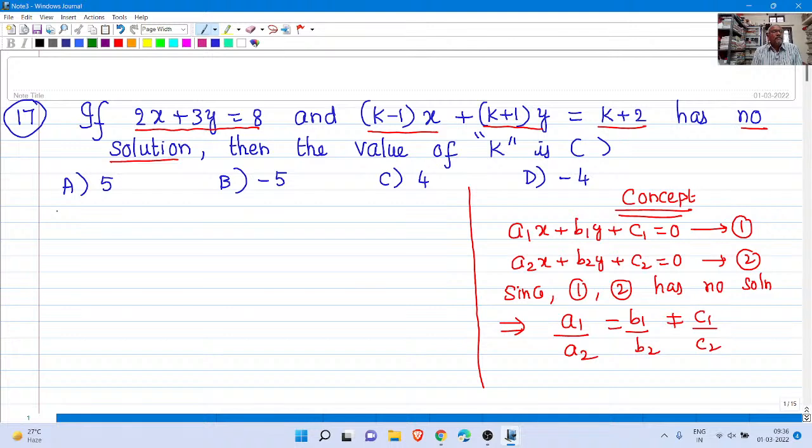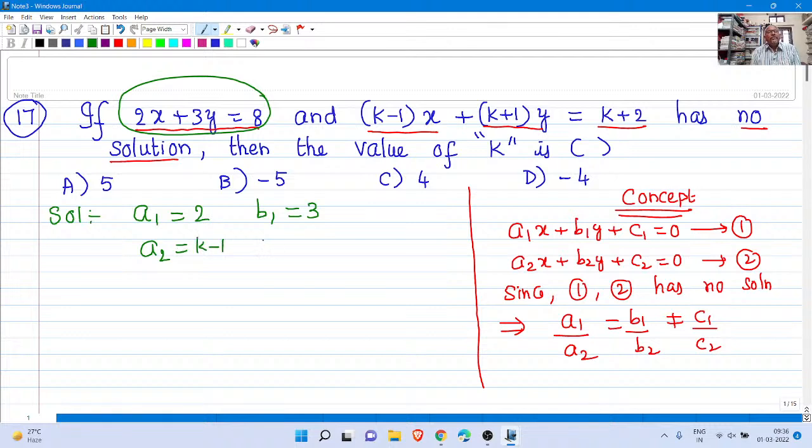So my dear students, first of all, we write down what is A1. A1 is from this line. A1 is equal to coefficient of x in the first equation, that is 2. B1 is 3. Next A2 from second equation, that is k minus 1. B2 is k plus 1. Because only take these two values. A1 by A2 is equal to B1 by B2. That is 2 upon k minus 1 equals 3 upon k plus 1. Cross multiplication takes place.